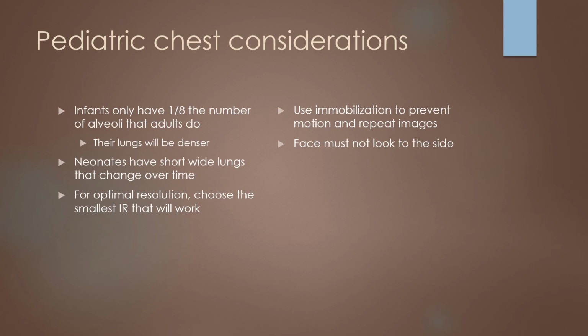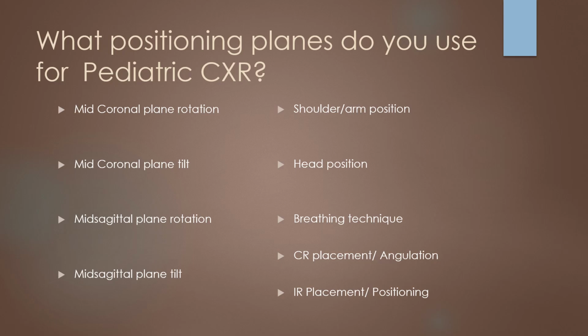And make sure, if you can, that the face of the baby is not looking toward one side or the other, because we know where the face turns, the rest of the body will follow. So what positioning planes are we using for a pediatric chest x-ray? These are the same as the adult, so we are going to fly through this. Mid-coronal is parallel. Mid-coronal plane tilt, we want the mid-coronal plane also equidistant so that we don't have any tilt. We want the mid-sagittal plane perpendicular. We want the mid-sagittal plane not tilting to one side or the other, but in alignment with the long axis of the IR.